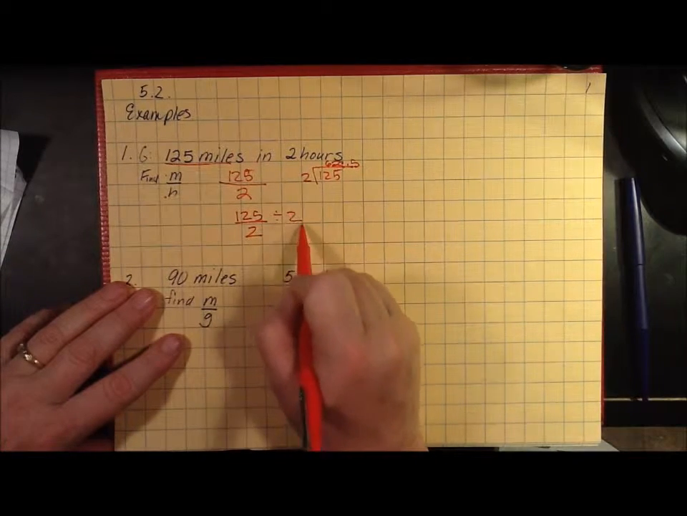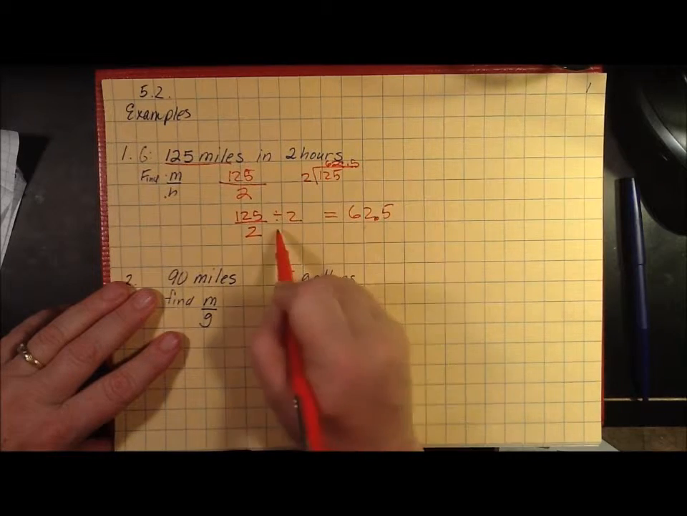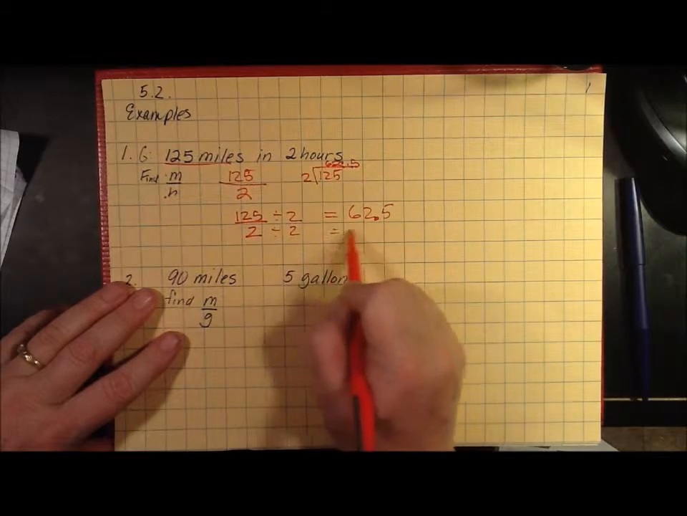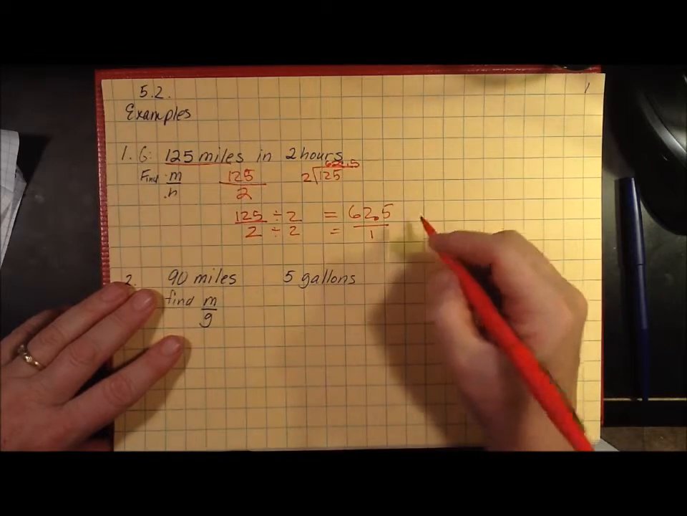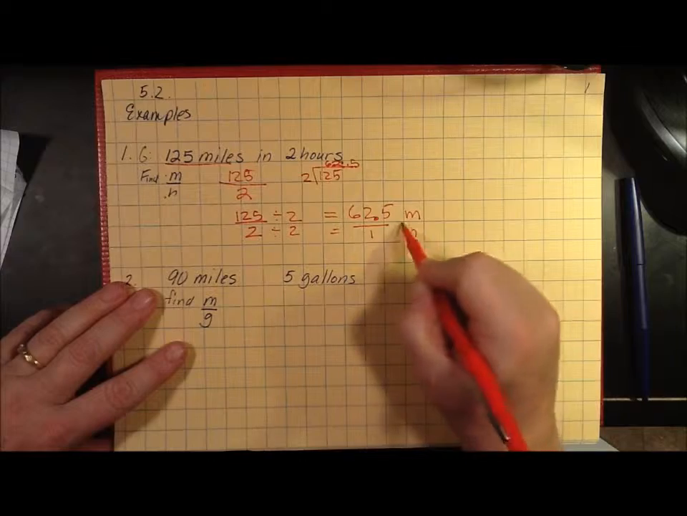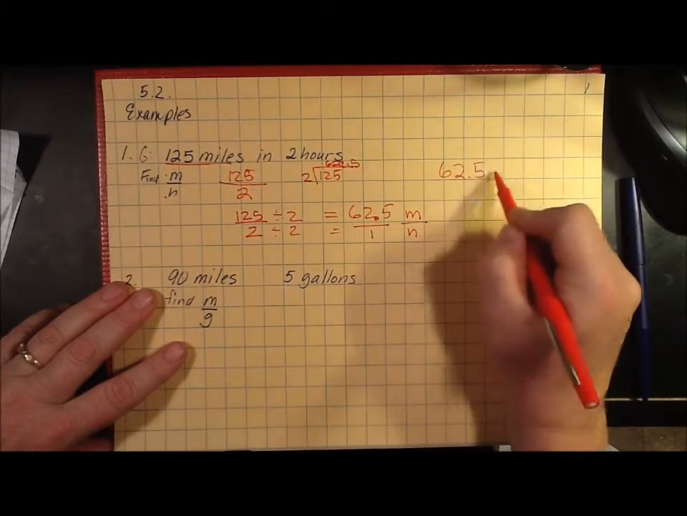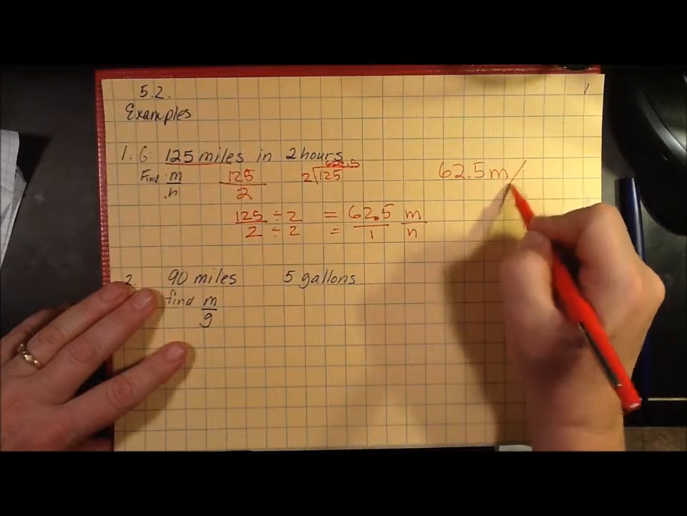Another way to think about this is if I have 125 over 2, if I divide this by 2, I get 62.5. If I divide this by 2, I get 1. So that's 62.5 miles for every 1 hour. 62.5 miles per hour.